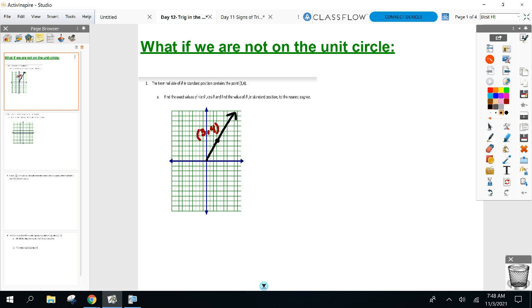First thing it says is, can you find the value of sine theta for me? Here's where we've been. Guys, what coordinate is usually sine? Y. So a lot of people would say sine equals 4, because that's the y coordinate. Everyone agrees? 4 is the y coordinate.